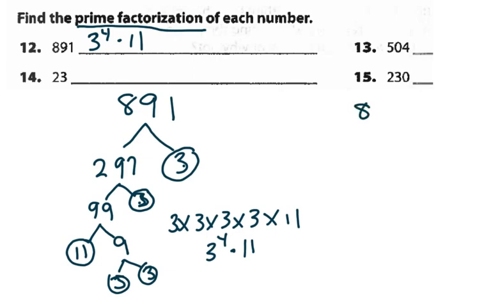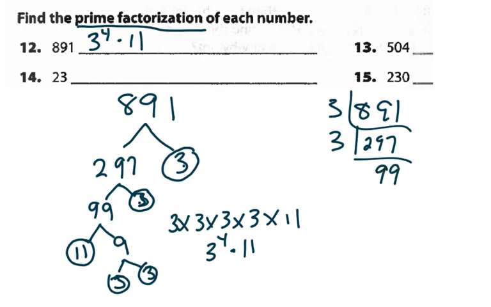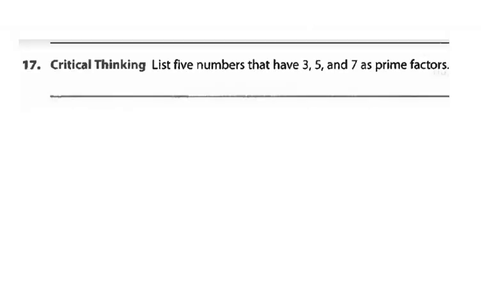Now, if I was going to do 891 with the ladder, again, I would start with 3. 3 goes into 891 297 times. Then I would say, oh, I'm going to use 3 again. 3 goes into 297 99 times. And remember, I have to have a prime number outside on my birthday cake every time.